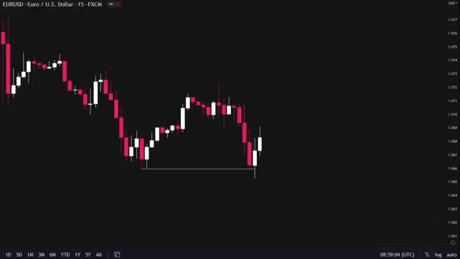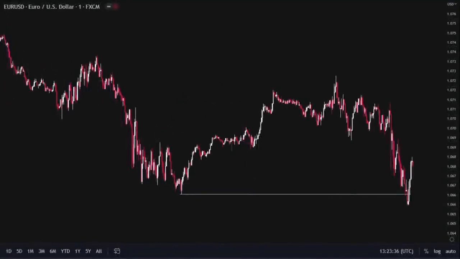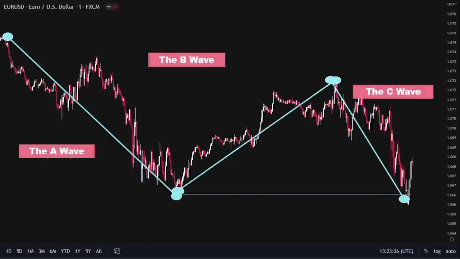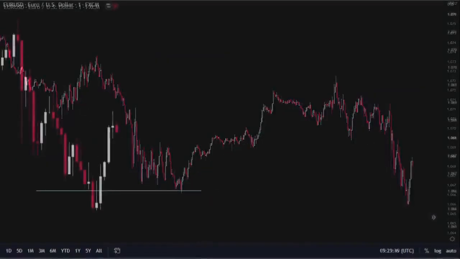So guys, we have identified the valid ABC pattern here. So in the next step, we are going to zoom into the 1-minute time frame. As you can see, we have the A wave, the B wave, and the C wave. Let's get into the current price area.